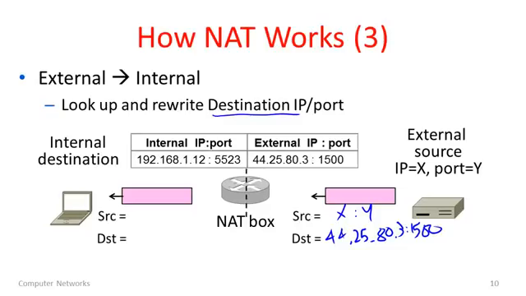Okay, so let's go through. On the internal side, the source, well, that's going to be the same. We didn't change that. It will be x:y, meaning it really came from this external web server. The destination will get mapped, according to our table, to 192.168.1.12:5543. And that will be routed to this internal host. And so we translated between these addresses.